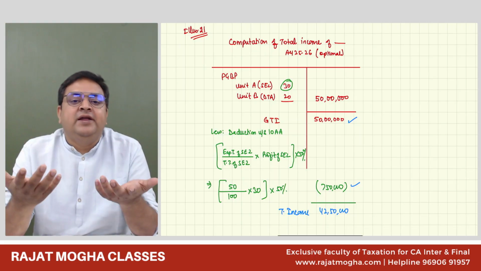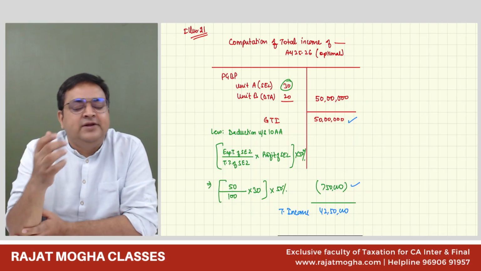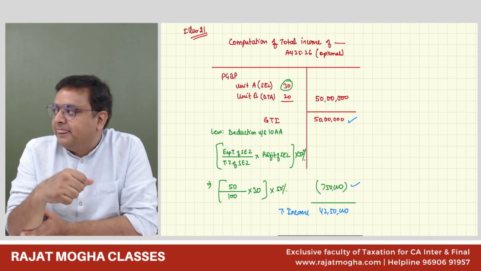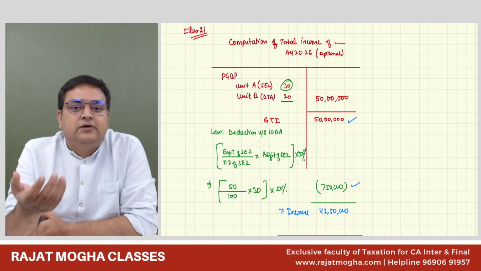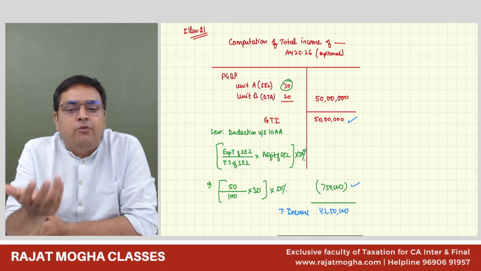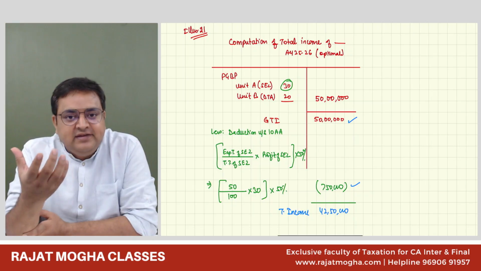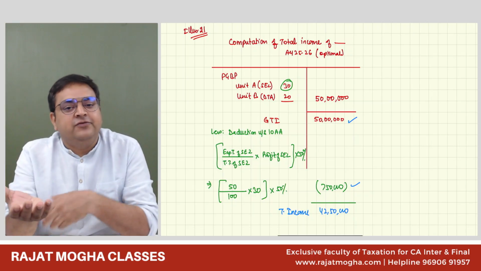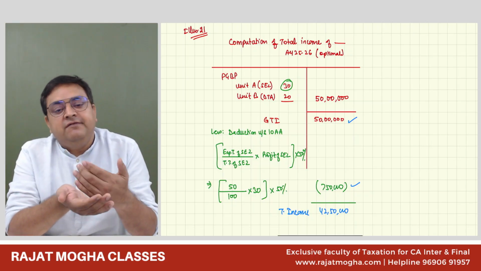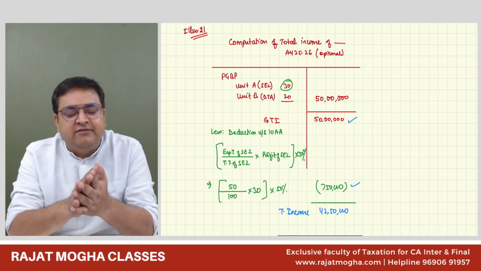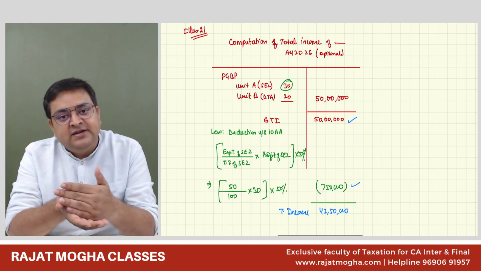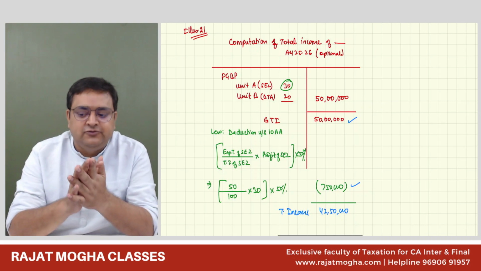The name itself says SEZ. What is the full name of SEZ? Tell me. Special economic zone. Economic means that you will save your money over there. How will you save your money? The government says we will give you incentives. We will give you incentives in income tax, 10AA they have given. We will give you incentives in GST, which we will see in GST also.